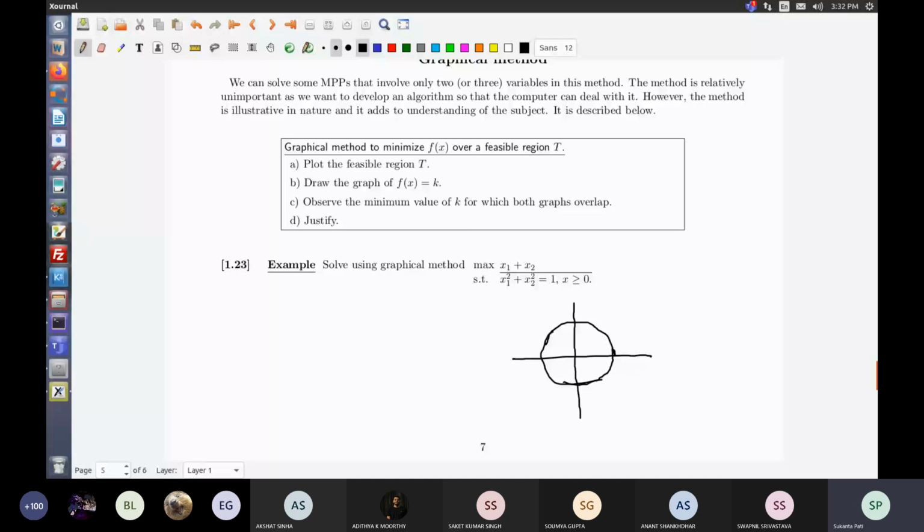I will have x coordinate greater than or equal to 0, y coordinate greater than or equal to 0. It is the first quadrant. So this is x greater than or equal to 0. I am looking at the first quadrant.